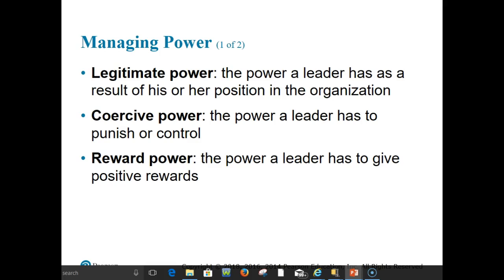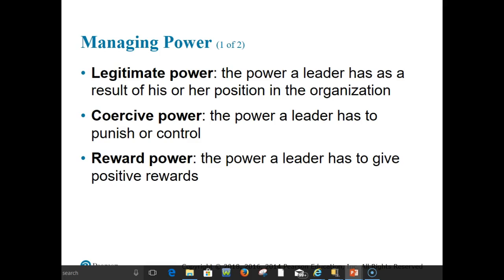Legitimate power and authority are the same. Legitimate power represents the power a leader has as a result of his or her position in the organization. I have this power because I'm the boss. It comes along with the position. And although people in positions of authority are also likely to have reward and coercive power, legitimate power is broader than the power to coerce and reward.